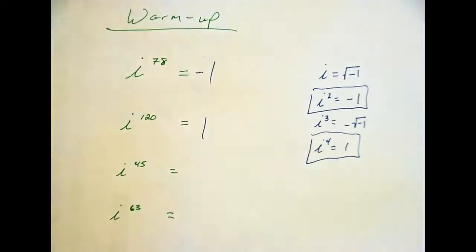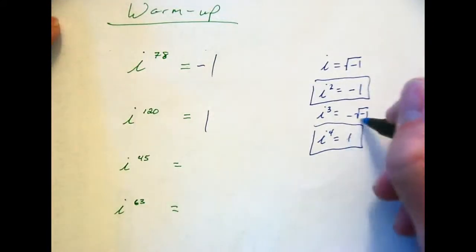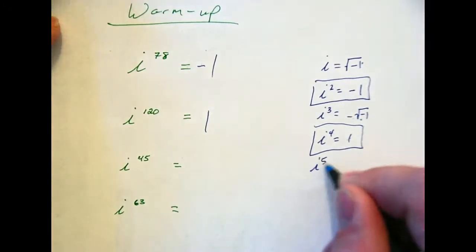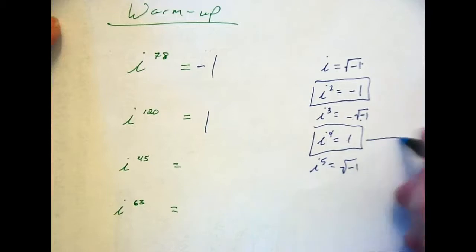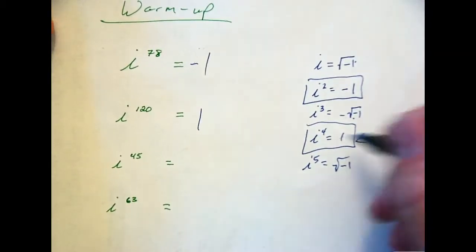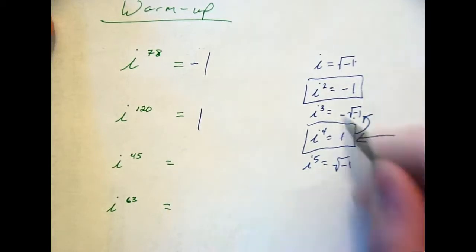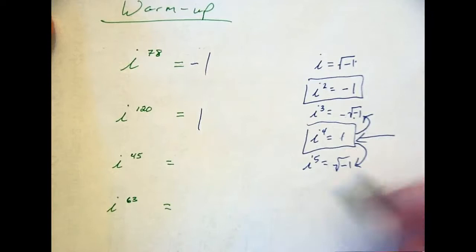Okay? Now from there, the one before 4 is negative root negative 1. The one after 4, right? If I went i to the fifth, we know that that starts our pattern over. So if we can focus on the 4, if it's a power right before a multiple of 4, it's negative root negative 1. If it's a power right after a multiple of 4, then it's root negative 1.